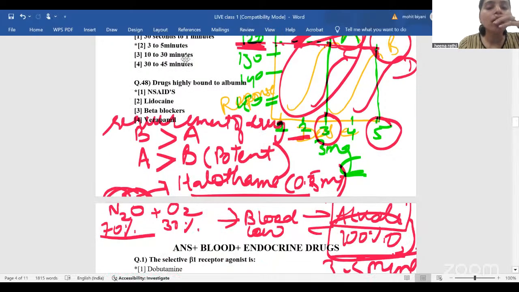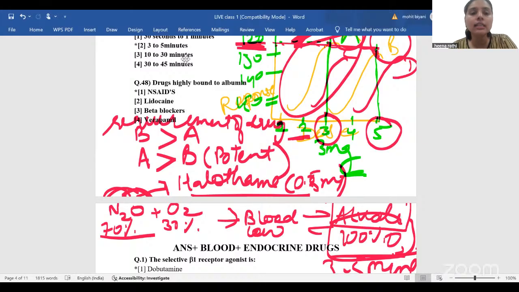Drug highly bound to the albumin. We know from pharmacokinetics, when a drug enters the body, it gets absorbed into the different areas. After the absorption, the second part is the distribution of the drug, and for that there is protein binding. In protein binding, the drug binds to the plasma proteins. The acidic drug binds to the albumin, and the basic drug binds to the globulin.